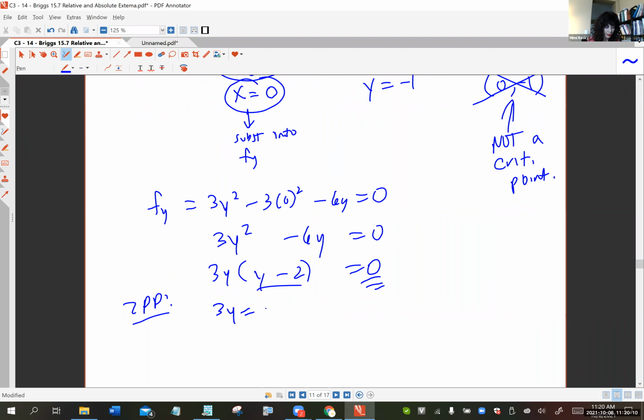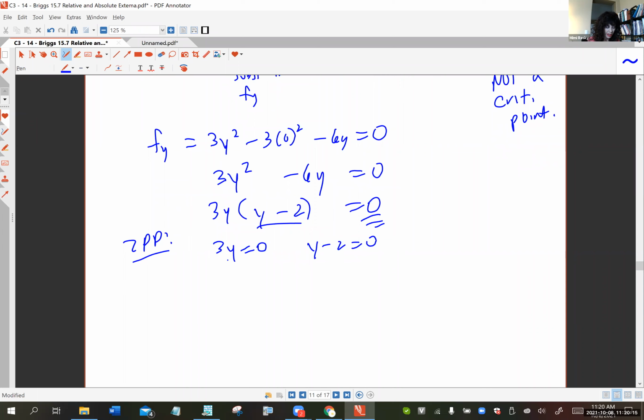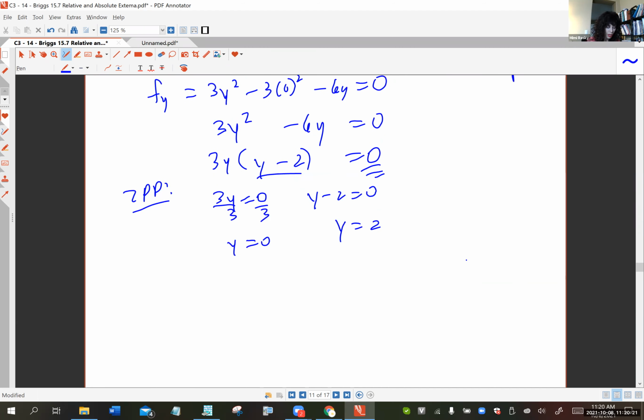I get 3y equals 0, or y minus 2 equals 0, or maybe they both do. Divide both sides by 3 for the first one, I get y equals 0. Add 2 to the other, I get y equals 2. What does this mean? It means that when x equals 0, those two things can happen. So we have two critical points right now.